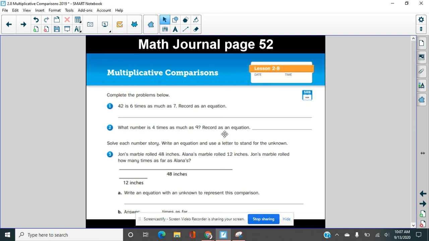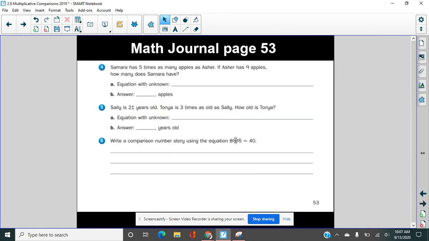All right. So our goal today is being able to solve these multiplicative comparisons. And you're going to see this page in your math journal. This is page number 52. You're going to be doing some of the same items that we did on the video here, right? Looking at things that are compared, to be able to compare them, figure out how many times more they are. Down at the bottom, you get to write a number comparison story here. Okay. All right. That is all today. Be sure to reach out to me if you have any questions, and good luck.